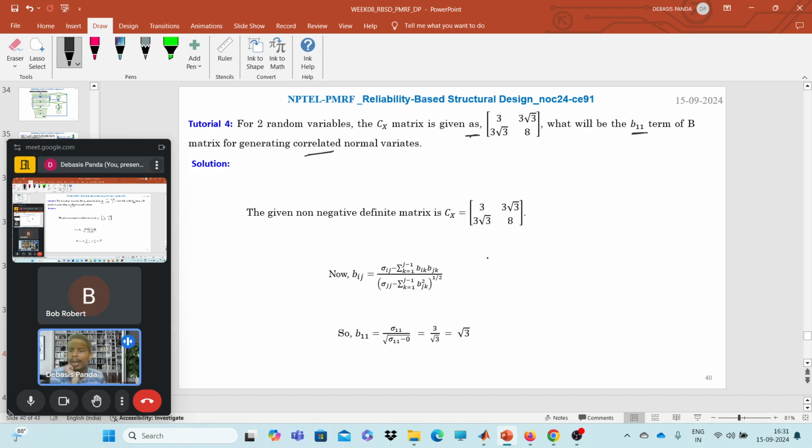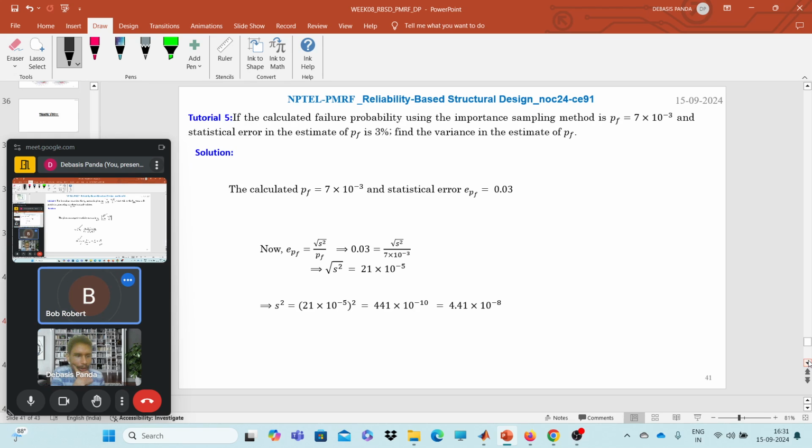If you go through the PPTs, lecture one of this week, you will get the Box-Muller algorithm and all these algorithms. After getting the Box-Muller algorithm, we have this formula, which is already given in your PPT, so I am not going into detail. If you have the CX matrix, you can directly calculate the B11 value. B11 is nothing but sigma 11 divided by the square root of sigma 11. Your C matrix is given, so put all these values in: 3. You will get root 3 as the answer.